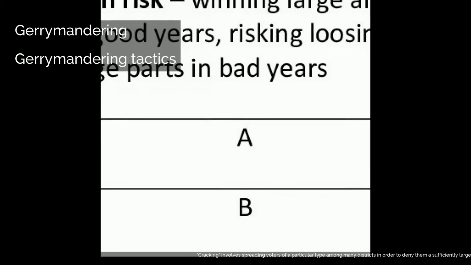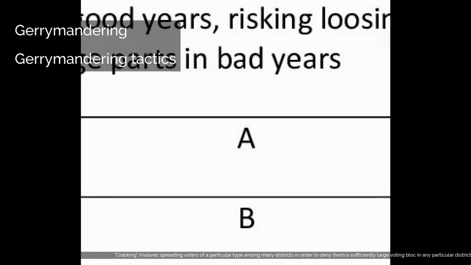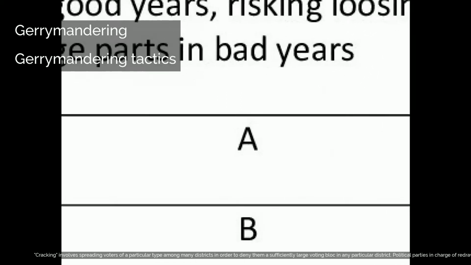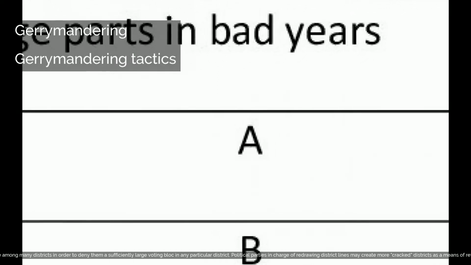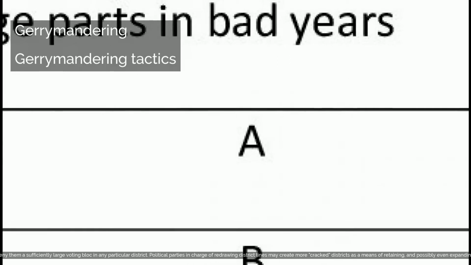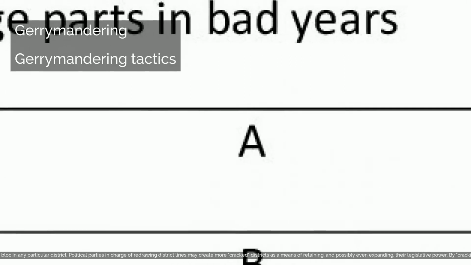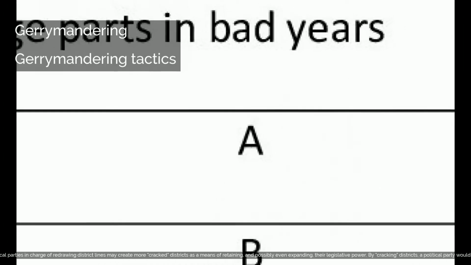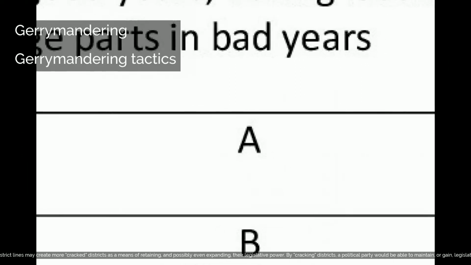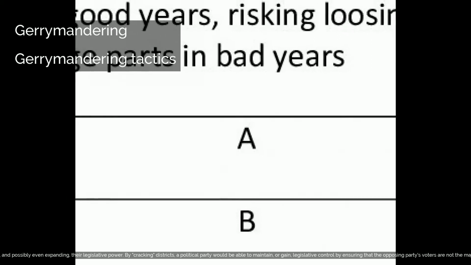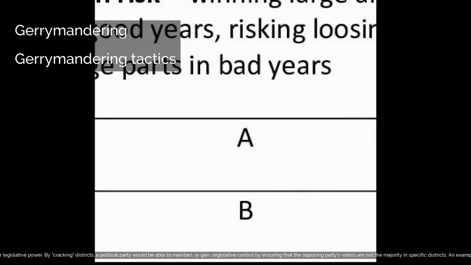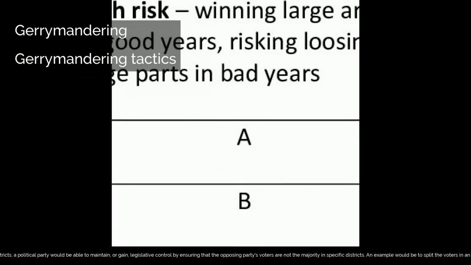Cracking involves spreading voters of a particular type among many districts in order to deny them a sufficiently large voting bloc in any particular district. Political parties in charge of redrawing district lines may create more cracked districts as a means of retaining, and possibly even expanding, their legislative power. By cracking districts, a political party would be able to maintain, or gain, legislative control by ensuring that the opposing party's voters are not the majority in specific districts.